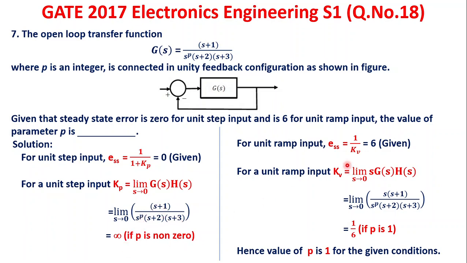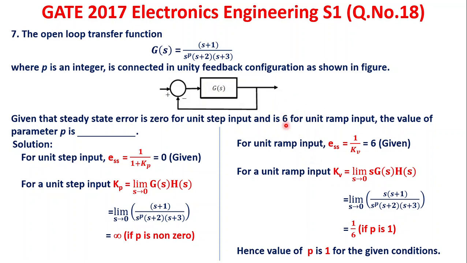For ramp input they have given 6. What is the steady state error expression for ramp input? 1 by Kv. What is Kv? Velocity error constant. That's all. So velocity error constant is limit s tends to 0 s times G of s H of s. So s plus 1 by this, same thing, multiplied by s. That's all. Now they have given 1 by 6.